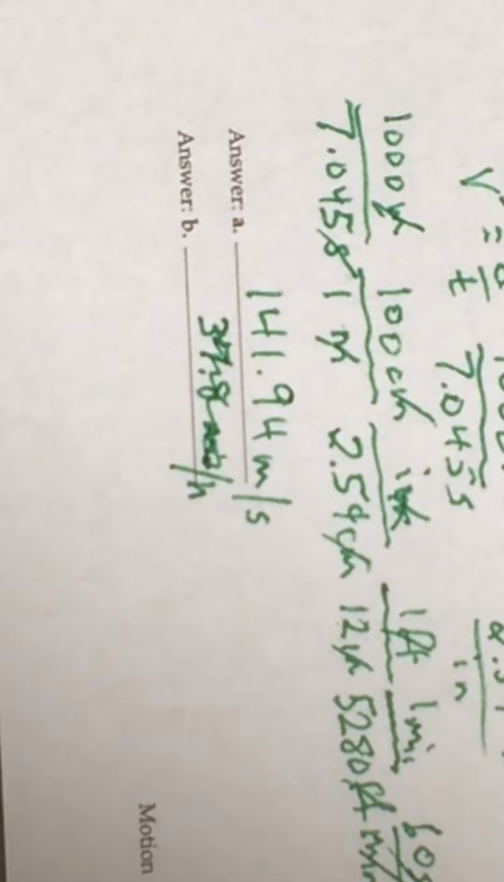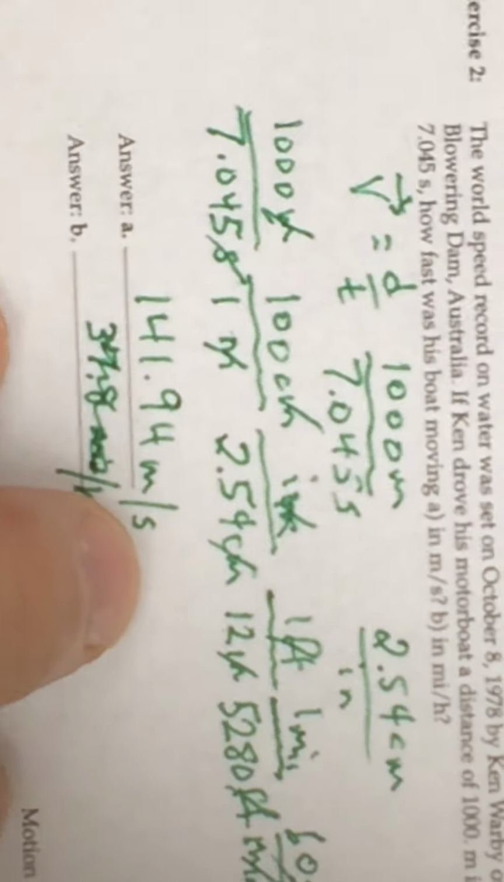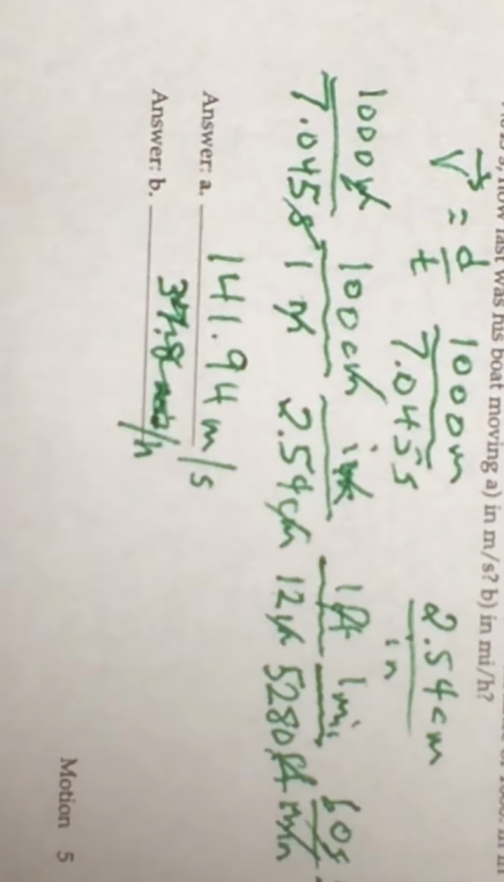I'm sorry, that's not right at all. That's ridiculously low. Let me do it again. I think I was having a stroke or something. Let me do it again. I've got 1,000. I've got my calculator here. I'm going to multiply that by 100. I'm going to multiply that by 60. I'm going to multiply that by 60. I'm going to divide it by 7.045. I'm going to divide it by 2.54. I'm going to divide it by 5,280.